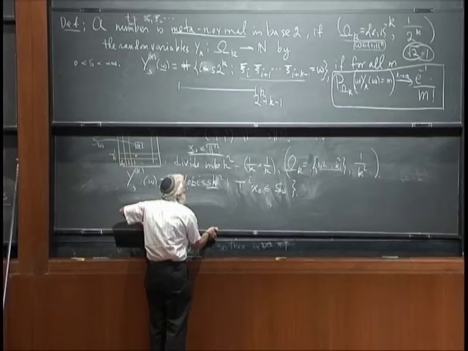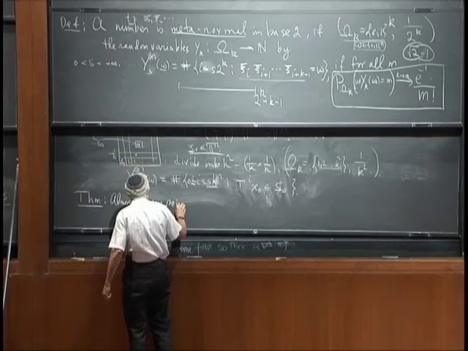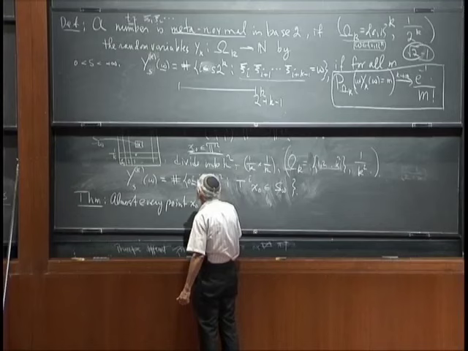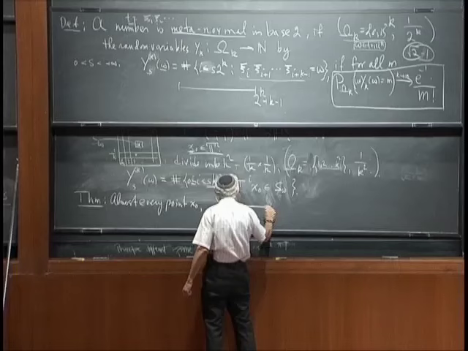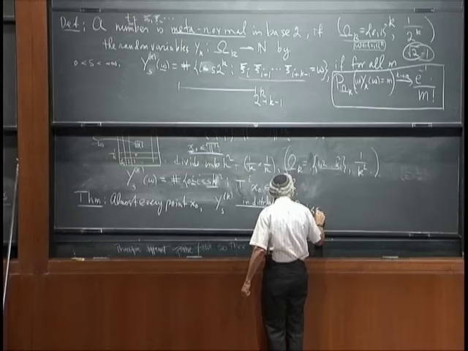So the theorem is that for almost every point x naught, Y_k of S will converge in distribution to a Poisson point process.